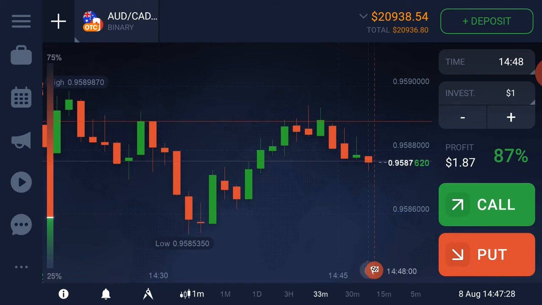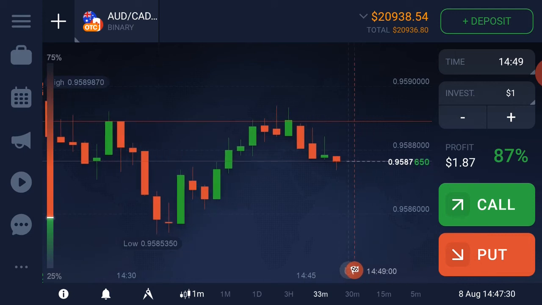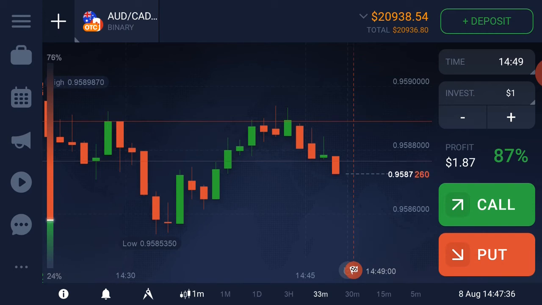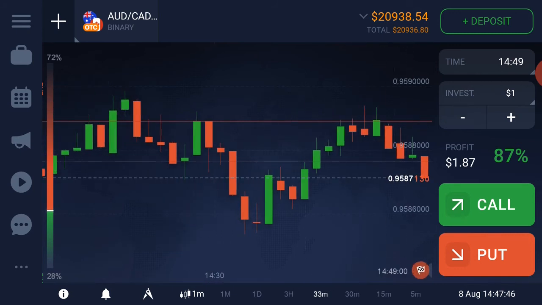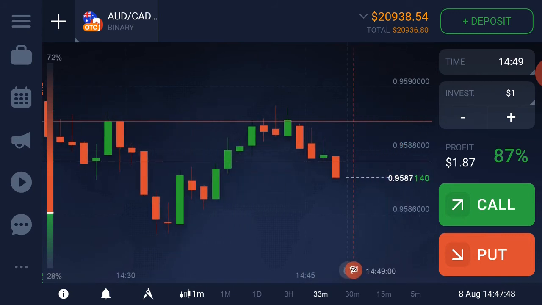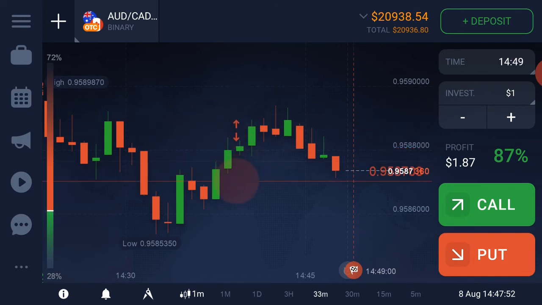We are waiting for this candle to close above that level, then we'll trade on a call option. Otherwise, we don't trade. So we have to wait and see what's going on. Okay, very good. The next level is here. You can see the market hasn't touched here right now.